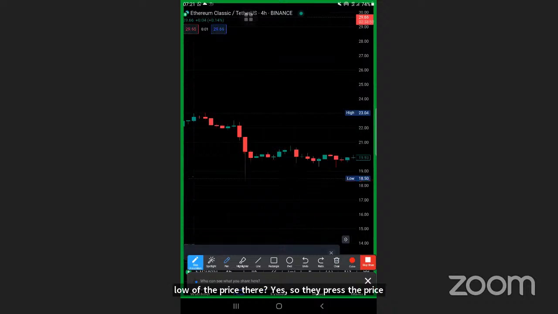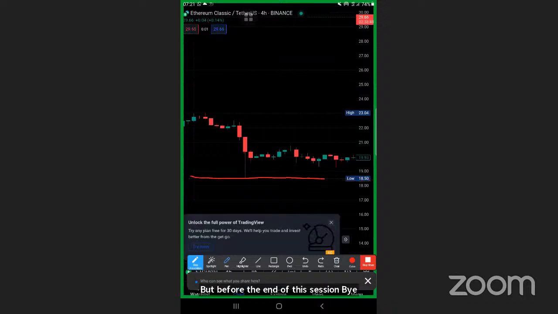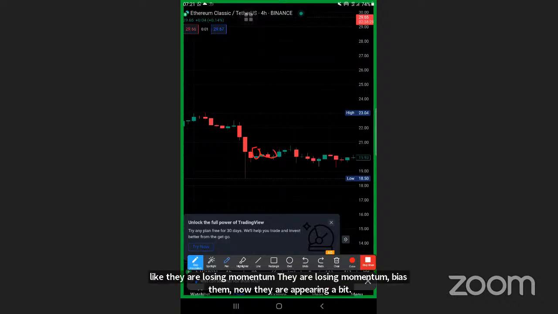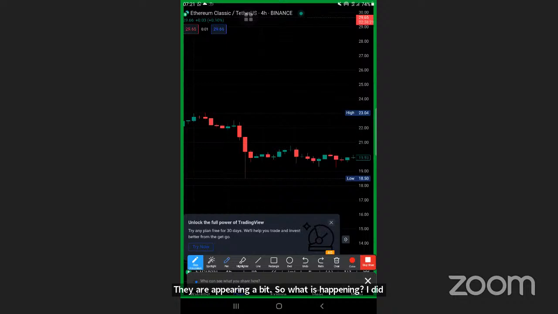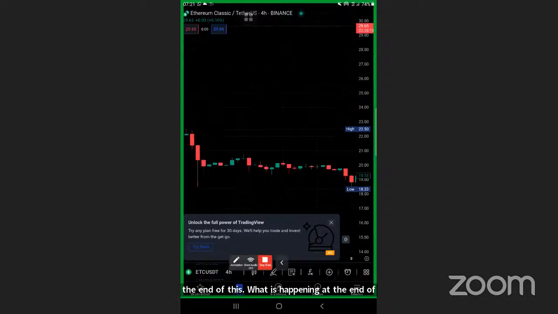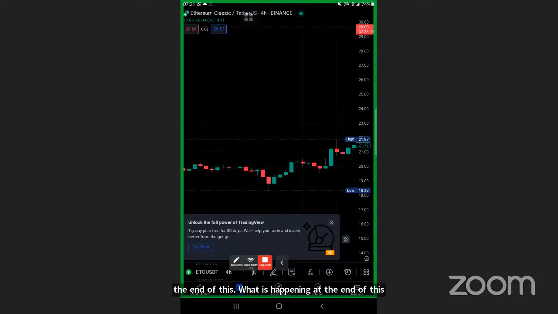But before the end of this session, buyers came in, they pushed the price further up. Okay? So you can see that in the next session, buyers also showed their power. Can you see sellers? It's like they are losing momentum. Buyers are appearing a bit. So what is happening at the end of this fighting? You are going to see that the market is starting to pick up.